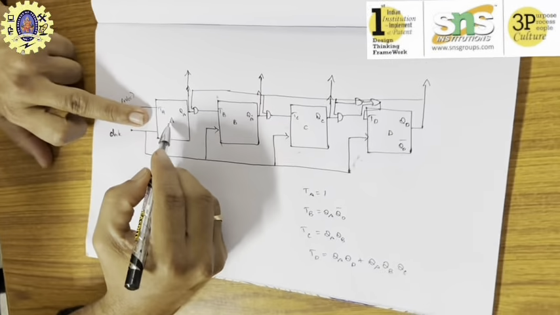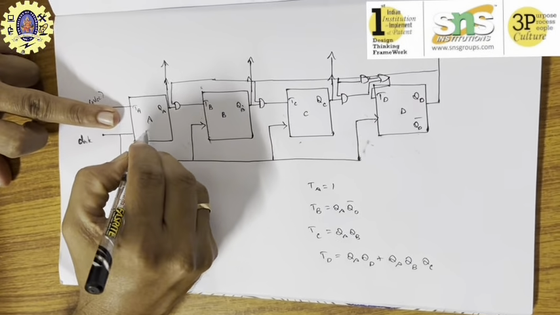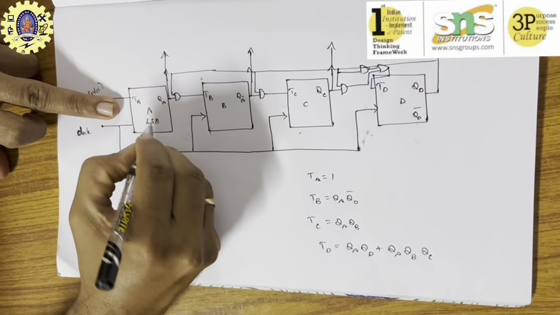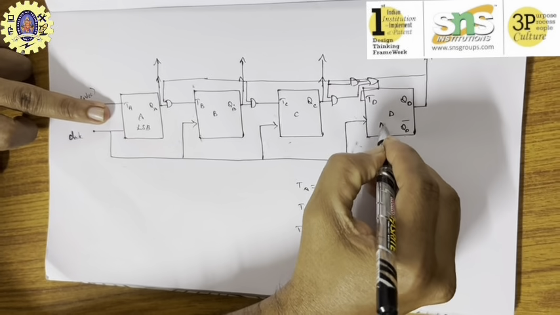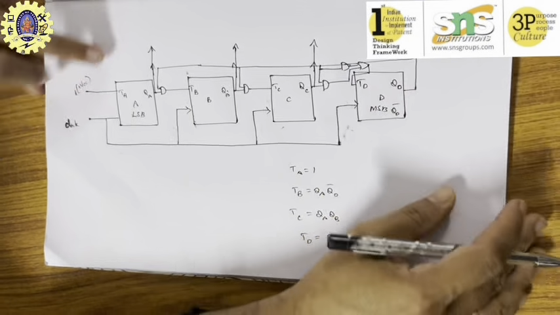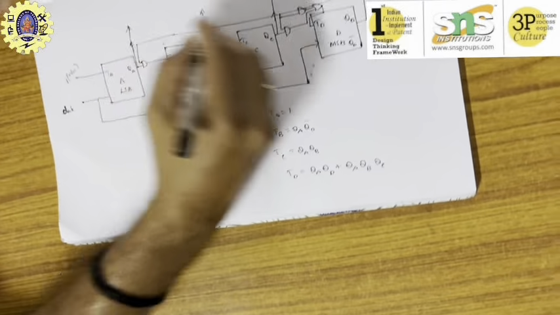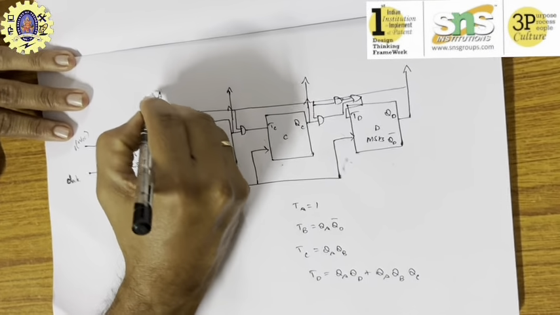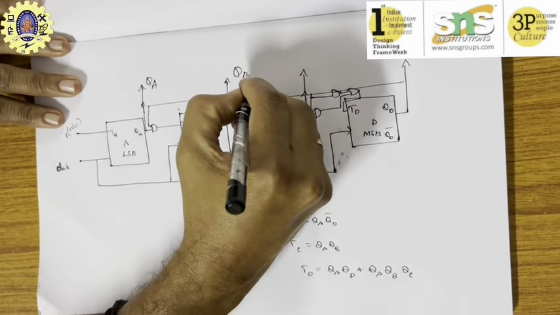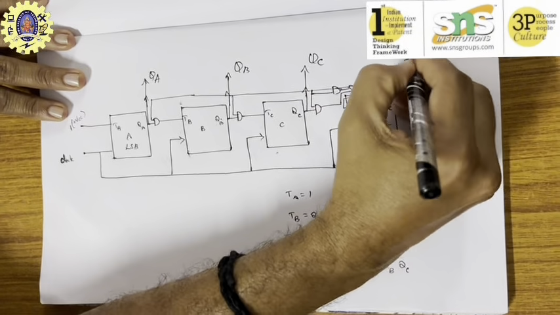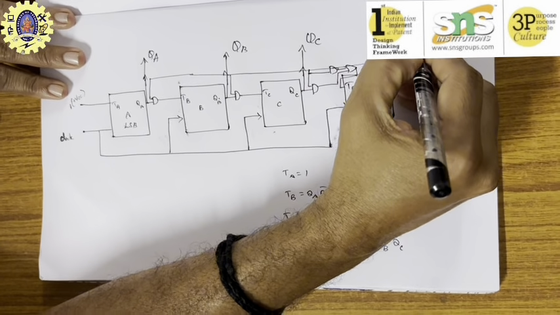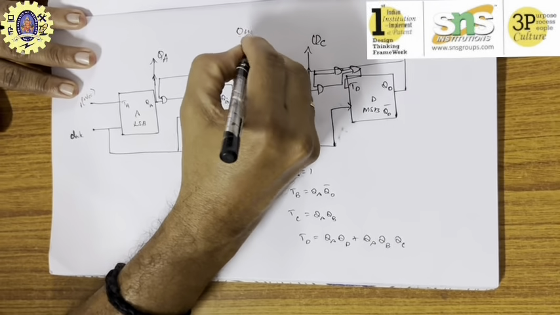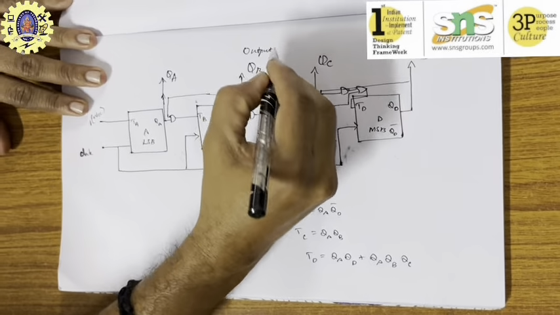Now this is the output. This is the A flip-flop, which is the LSB, least significant bit, and the D flip-flop is the MSB, most significant bit. And these are all the outputs: QA, QB, QC and QD. This is your output.